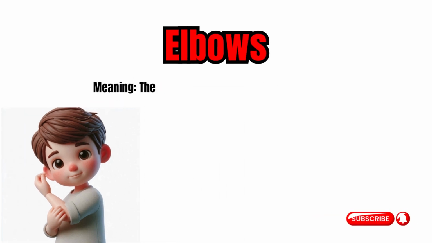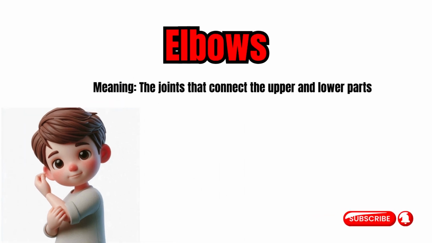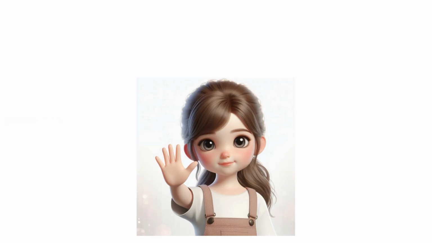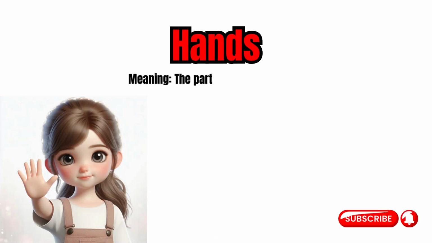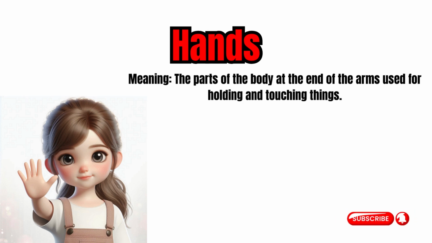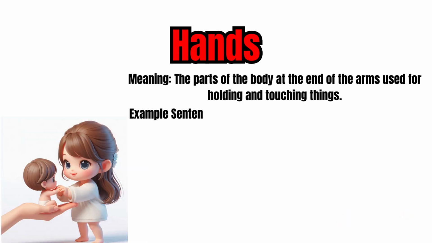Elbows, meaning the joints that connect the upper and lower parts of the arm. Example sentence: he leaned on his elbows while sitting. Hands, meaning the parts of the body at the end of the arms used for holding and touching things. Example sentence: she held the baby's hand gently.